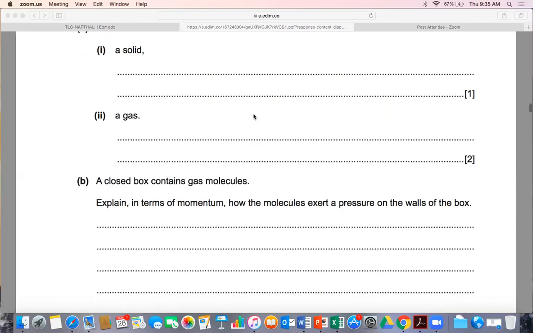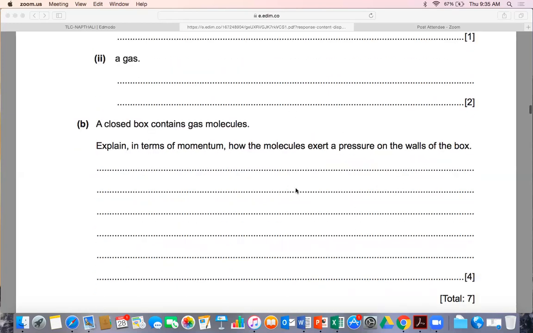A closed box contains gas molecules. Here it says closed. Explain in terms of momentum how the molecules exert a pressure on the walls of the box. So let me just highlight some keywords here: in terms of momentum, molecules exert pressure on the walls of the box. So we are talking in terms of molecules, the particles.